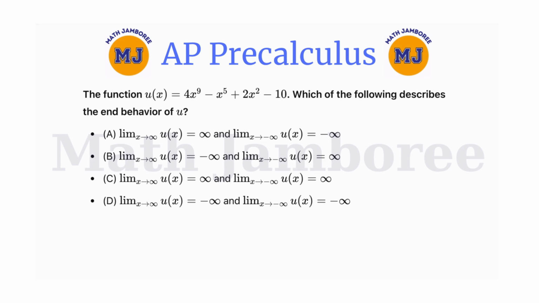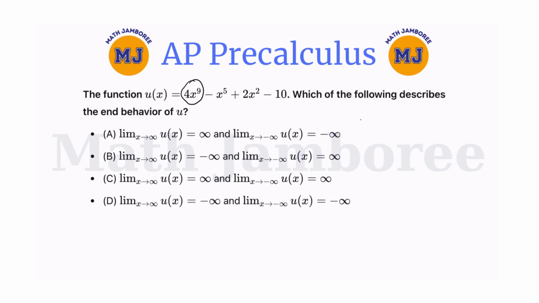So let's recall that the end behavior of a polynomial function is influenced primarily by the term with the highest degree, which in this case is 4 times x to the power of 9. So now let's understand how the leading term, which is 4x to the power of 9, dictates the behavior as x approaches positive infinity and negative infinity.